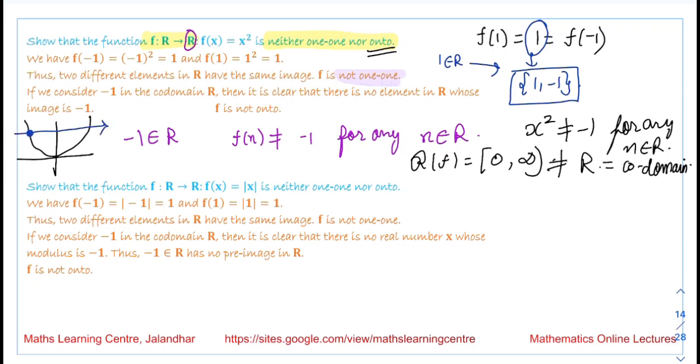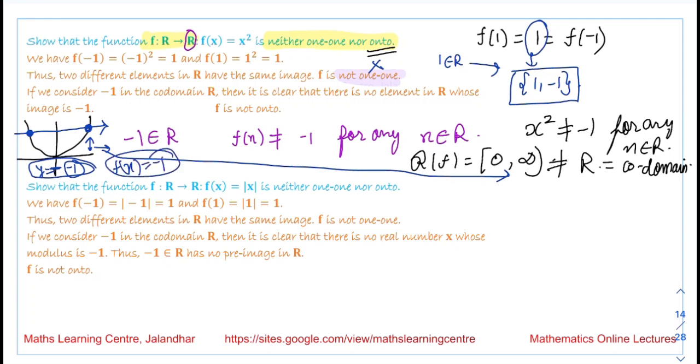It will intersect at 2 points. So we are saying this function is not 1-1. The range of this function, from here we can see, is 0 to infinity. If we take y equal to -1, there is no value of x for which f of x is equal to -1. So this function is not an onto function.